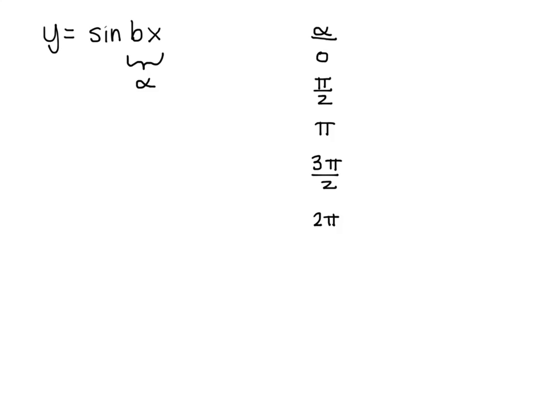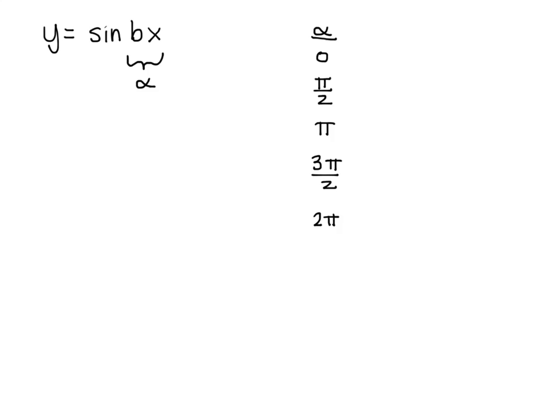So let's look at 5 key values. This is a little bit different than your book takes it, but I think it's by far the easiest way to graph functions. With sine, there's 5 key values, right? At 0, the sine is 0. At pi over 2, the sine is 1. At pi, the sine is 0. At 3 pi over 2, the sine is -1. And at 2 pi, the sine is 0 again.